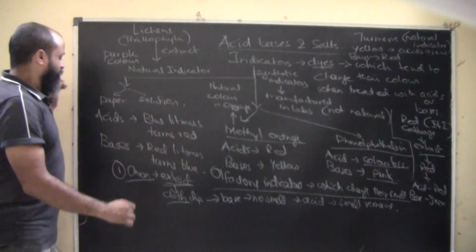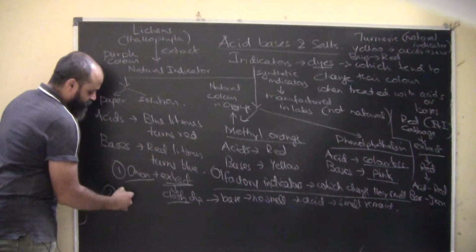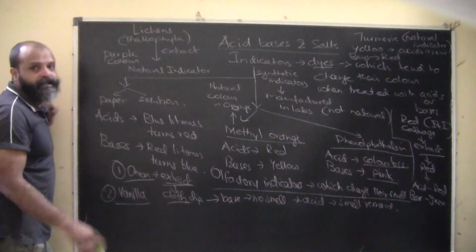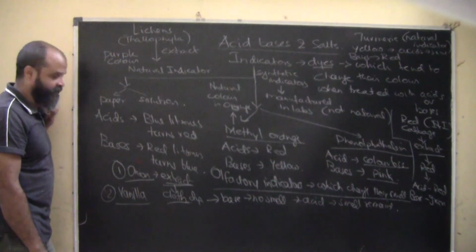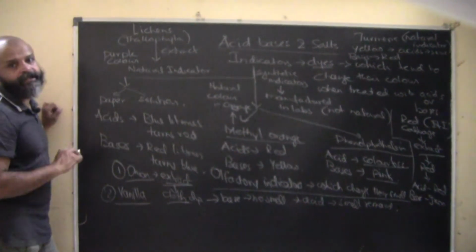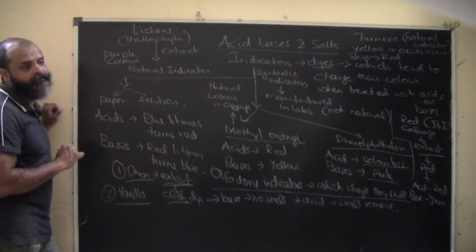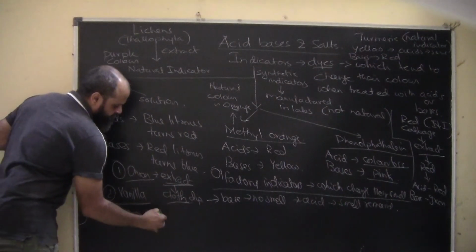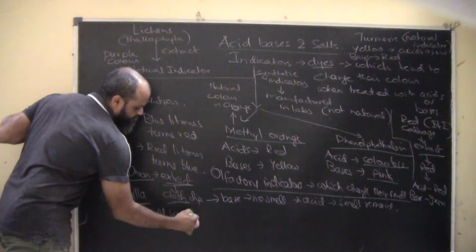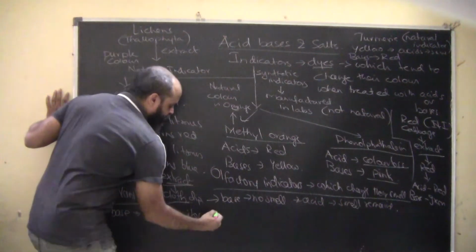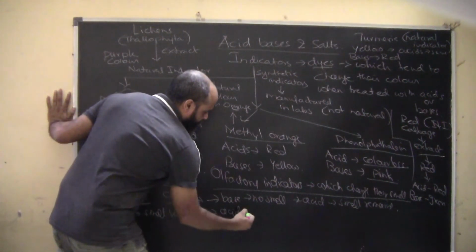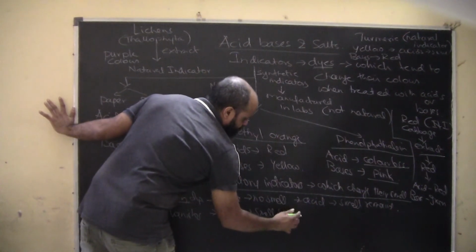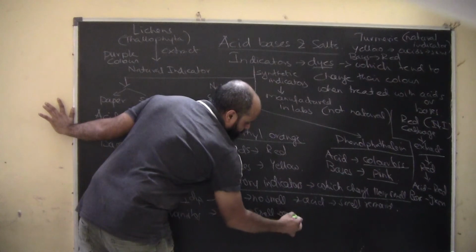So the second thing that we have is vanilla. We all are aware of this, right? Vanilla has a very sweet smell. It is used in a lot of foodstuffs that we have. So vanilla has a characteristic sweet smell as well. The same treatment, if we do with a base, the smell vanishes, and if we treat with an acid, the smell remains. Same as the onion extract.